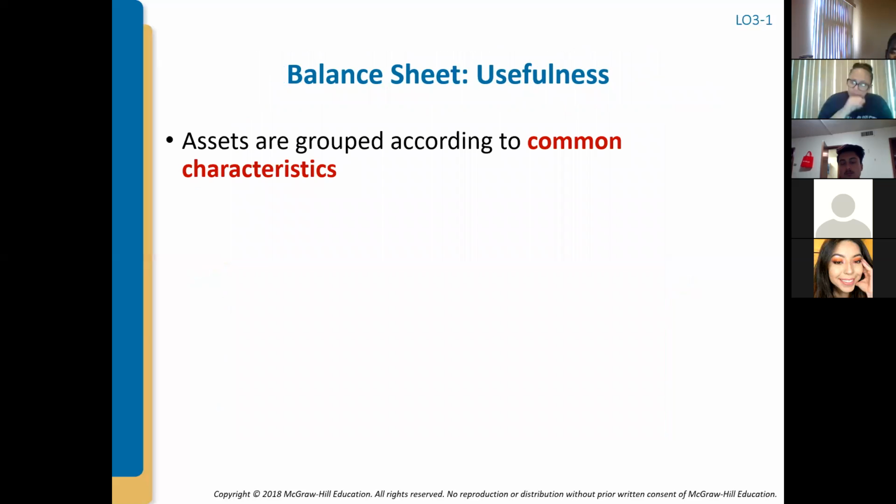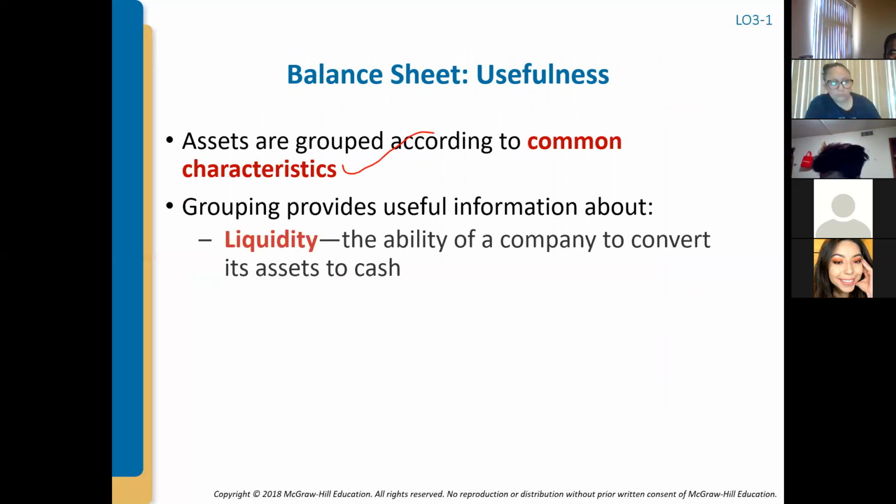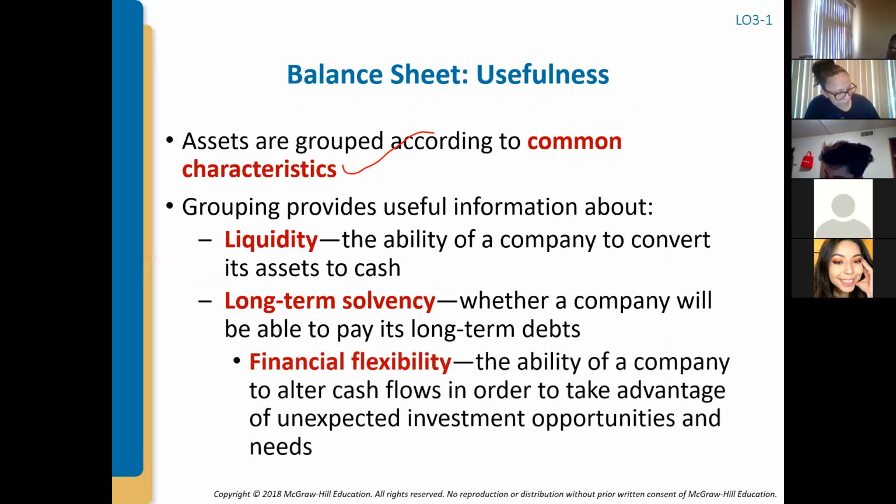So what is the usefulness of the balance sheet? The first one is that assets are grouped according to their common characteristics, and this grouping provides useful information about liquidity, long-term solvency, and financial flexibility. Correct?